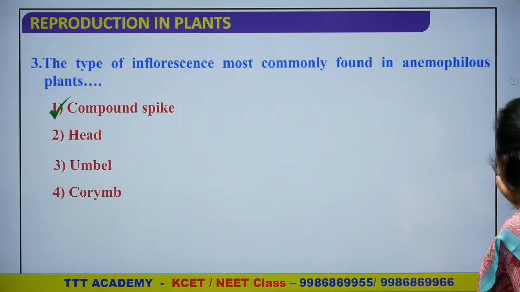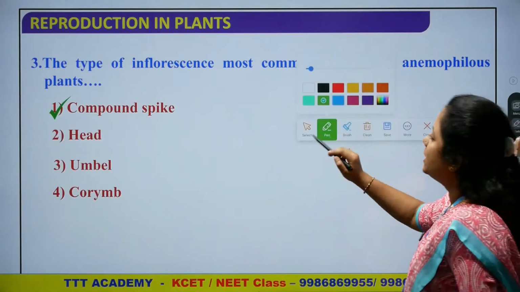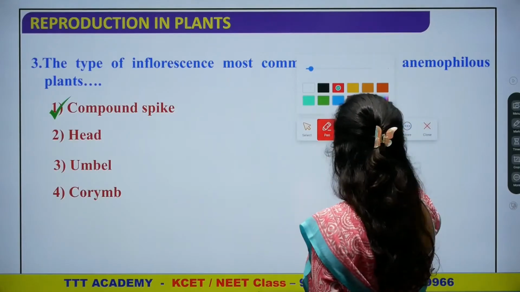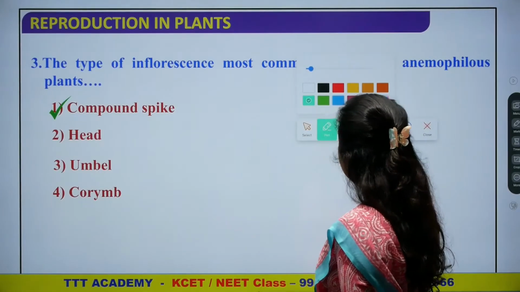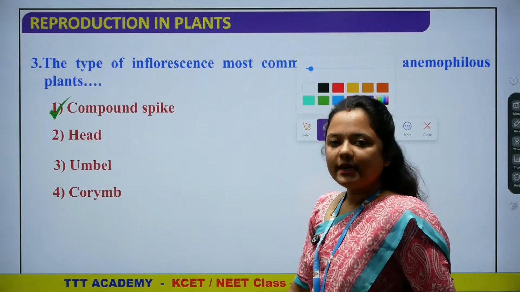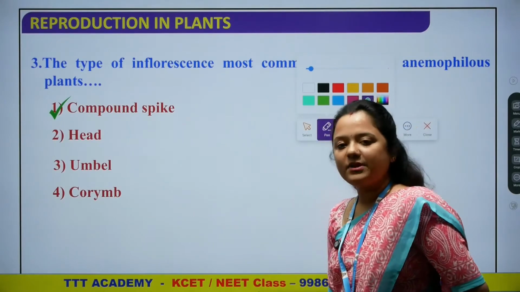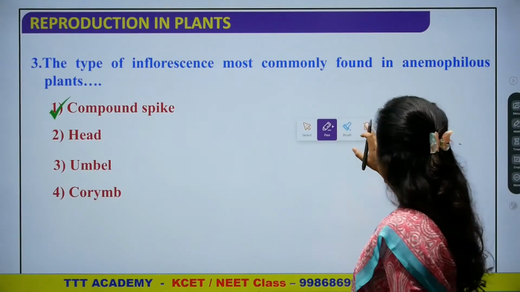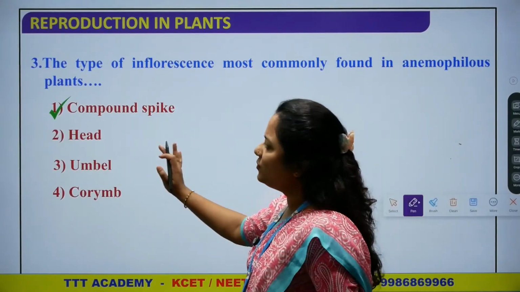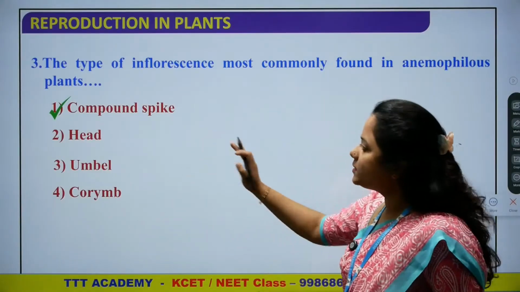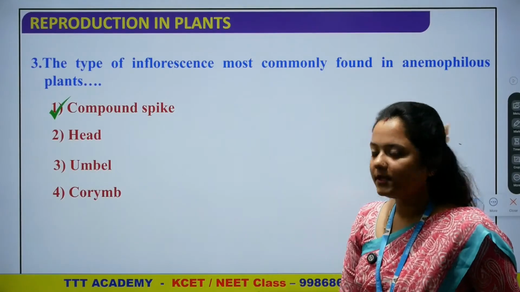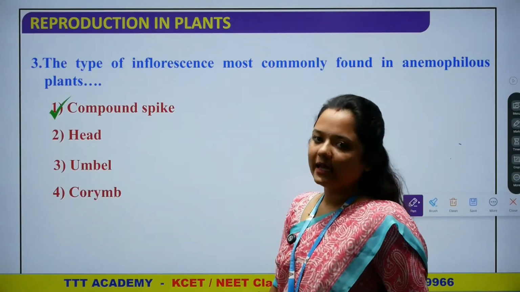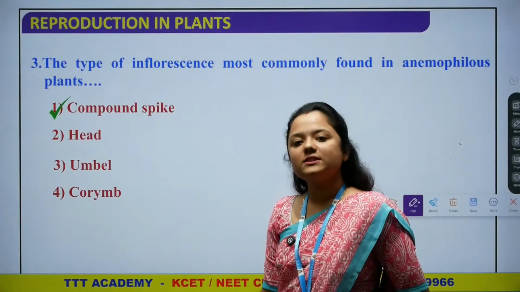Okay, so there are different options given in the MCQs. Let us look at how exactly the type of inflorescence is present in anemophilous plants. The right answer was compound spike. So we will look at how compound spike is arranged, how this type of inflorescence is being arranged.